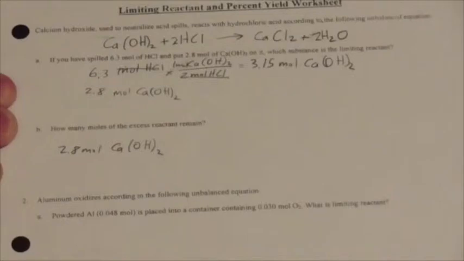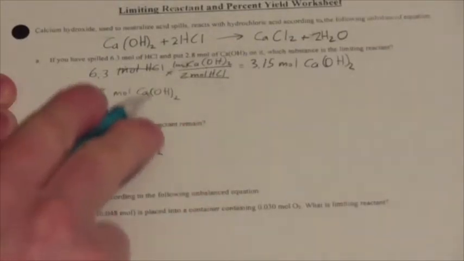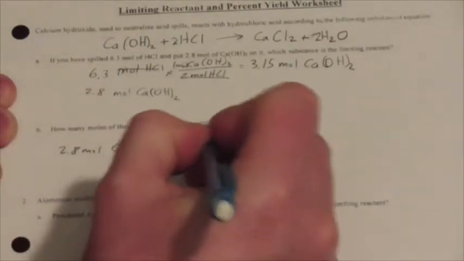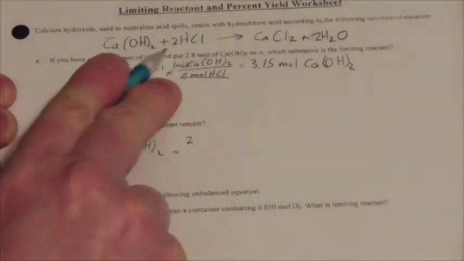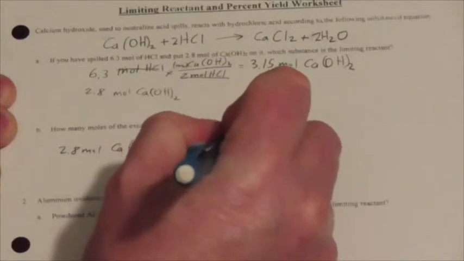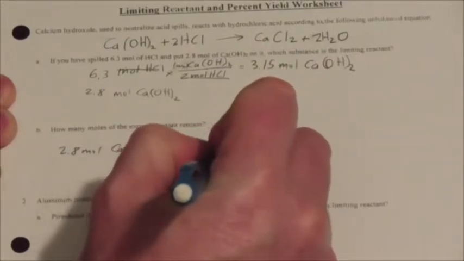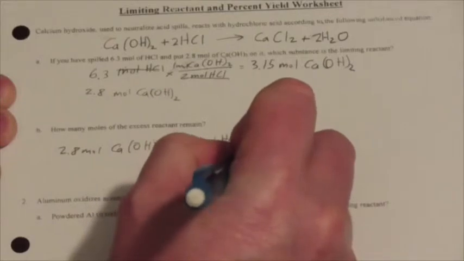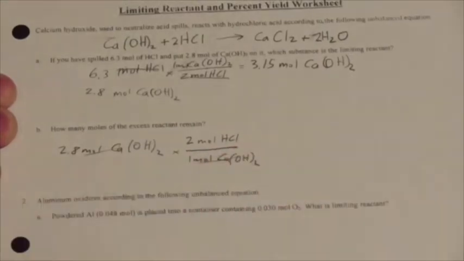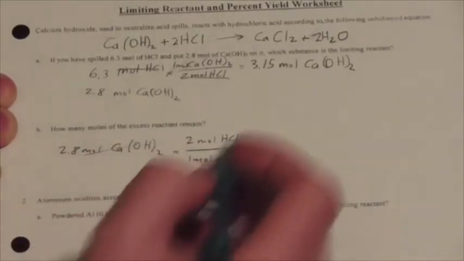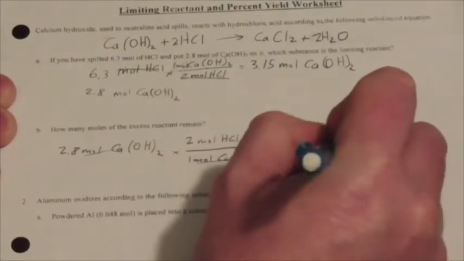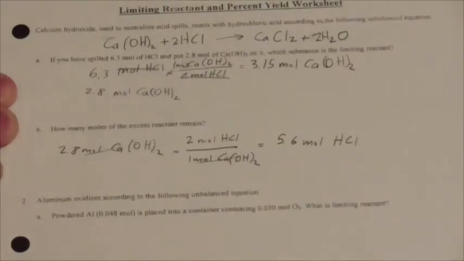Now, the next step will be to figure out how much HCl was used up. So I would multiply that by my mole ratio, which is 1 to 2 in this particular case. So 2 moles of HCl over 1 mole of calcium hydroxide. Now my moles of calcium hydroxide are canceled out. 2.8 times 2, 5.6 moles of HCl is used up in the reaction.